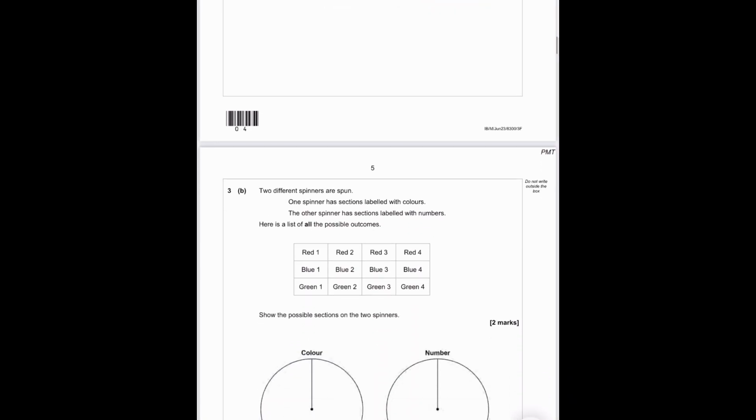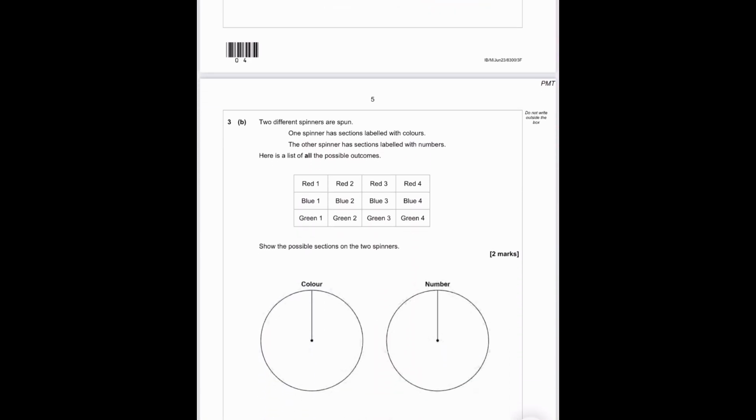Question 3b. 2 different spinners are spun. One spinner has sections labelled with colours. The other spinner has sections labelled with numbers. Here is a list of the possible outcomes. Show the possible sections on the 2 spinners. So for the colours, we could have red, blue and green. And for the numbers, we have 1, 2, 3 and 4.